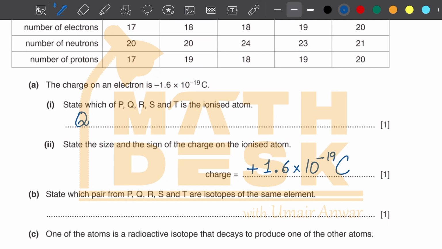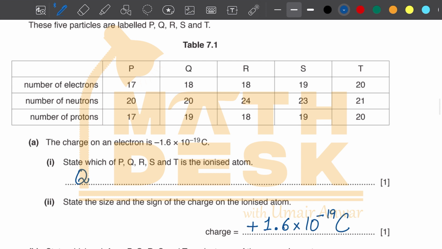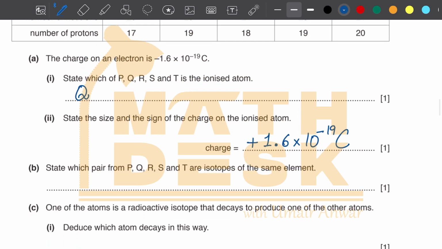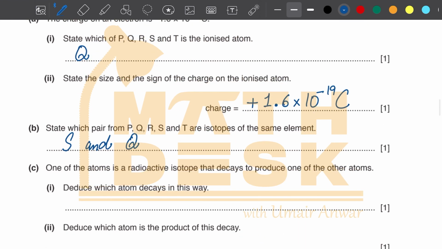State which pair from P, Q, R, S and T are isotopes of the same element. For being isotopes of the same element, there should be the same number of protons but different numbers of neutrons. So we have 19, the proton number for Q, and again 19 for the proton number of S. We have 23 neutrons in S but 20 neutrons in Q. So these two particles are isotopes since they have the same number of protons but different numbers of neutrons. S and Q are the isotopes.